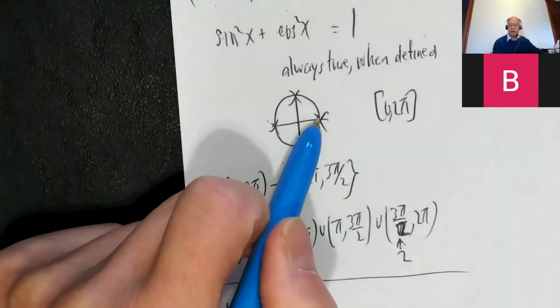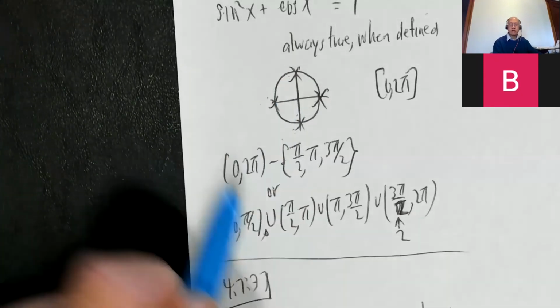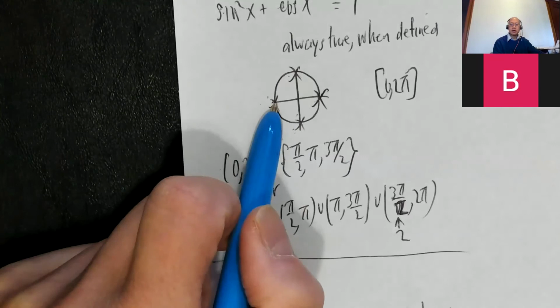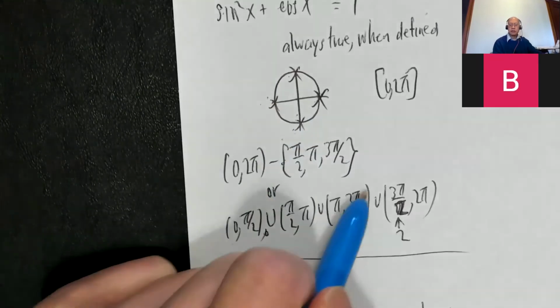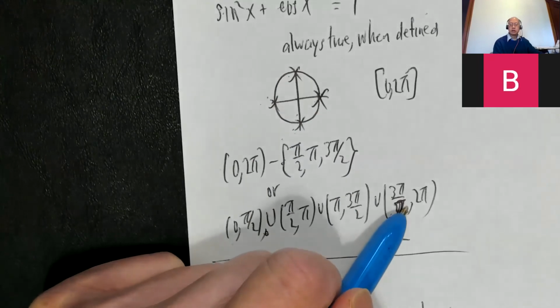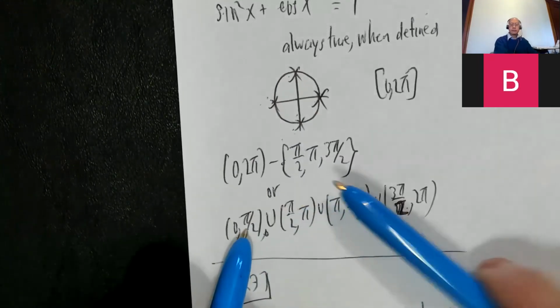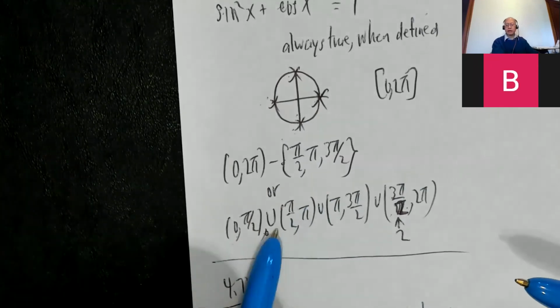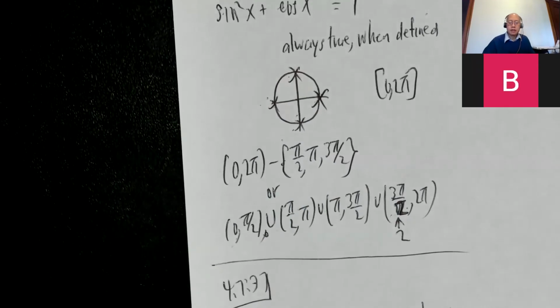Another way you can write it is go from here to here, 0 to pi over 2, union here to here, pi over 2 to pi, union here to here, pi to 3 pi over 2, union here to here, 3 pi over 2 to 2 pi, where all these are open intervals. So here's kind of a clumsy way to write the whole thing. I think it's a little bit more compact to write it this way, but there we go. That's pretty much about it for that.